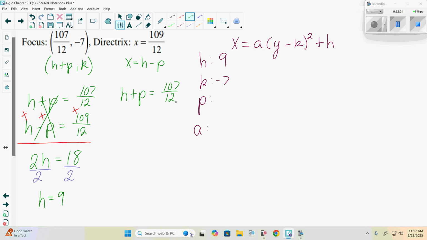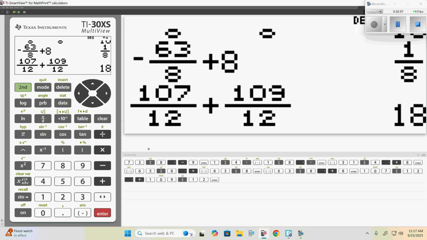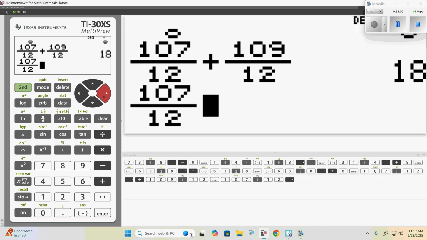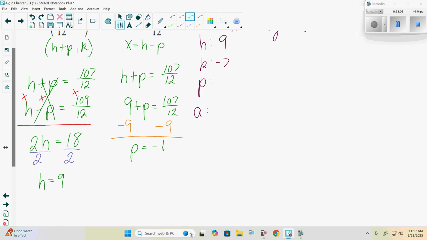Value of h is 9. So 9 plus p is equal to 107 over 12. At this point here, we will subtract 9 from both sides. So 107 over 12 minus 9 is -1/12.